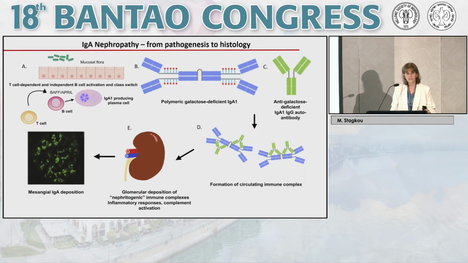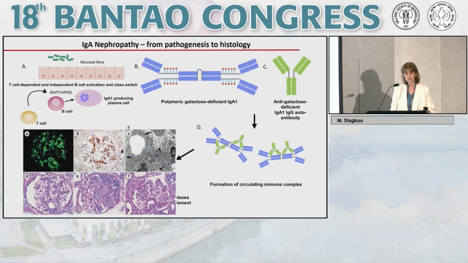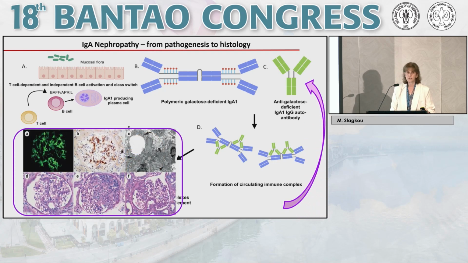And we have to think, when we start treating a patient with IgA nephropathy, where are we going to aim? Are we going to aim at the histology, which is this one, or are we going to aim at the pathogenesis of the disease?